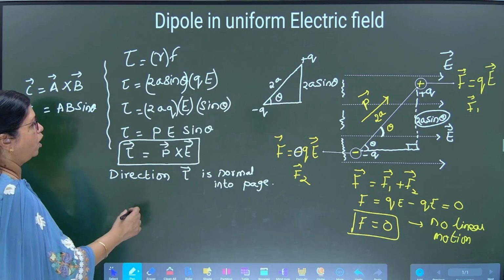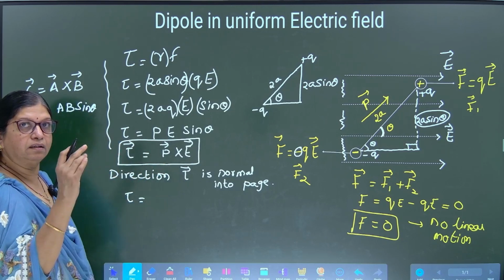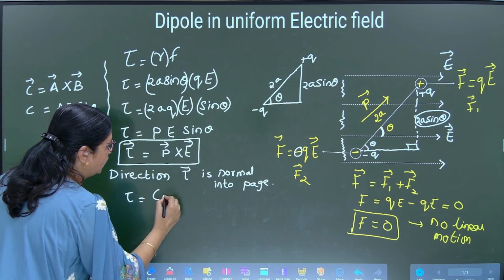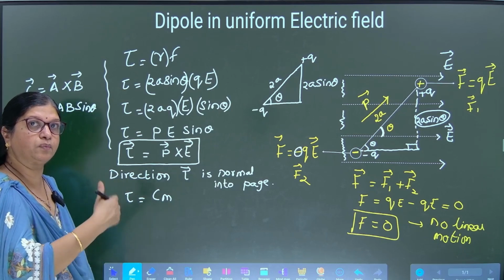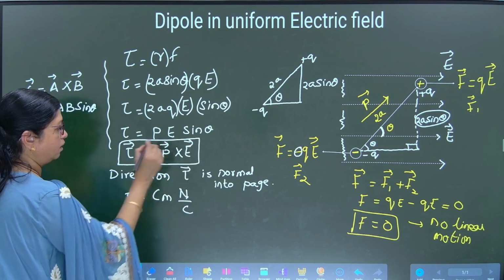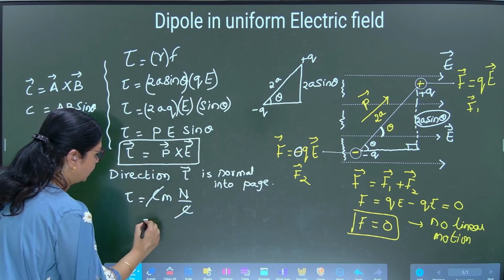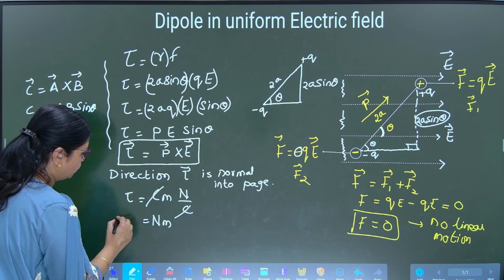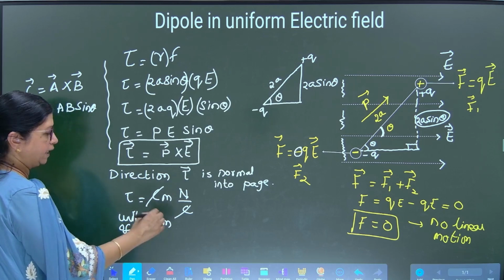So what is the unit of tau? We can derive it here itself. Tau is equal to P E sine theta. So what is the unit of P? That is the dipole moment's unit, coulomb meter. What is the unit of E? By this you can even revise the units. That's why I'm writing it. Otherwise I can directly write the unit. That is Newton per coulomb. That is the unit of electric field. You can even see from the formula, coulomb cancels, and I will bring Newton in front because it is a capital letter, the name of a scientist. So the unit of tau is Newton meter.